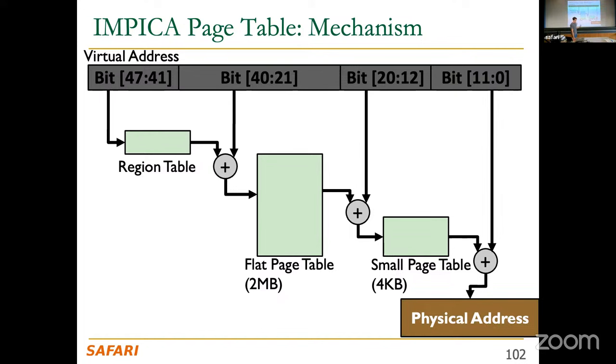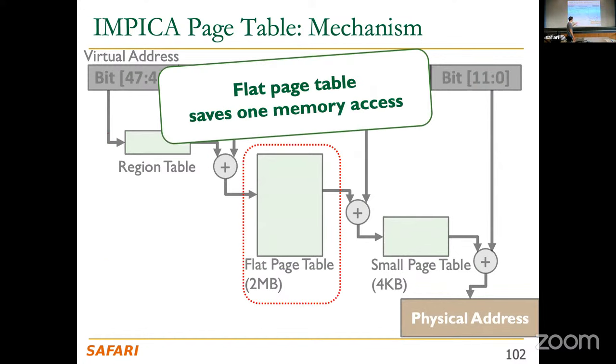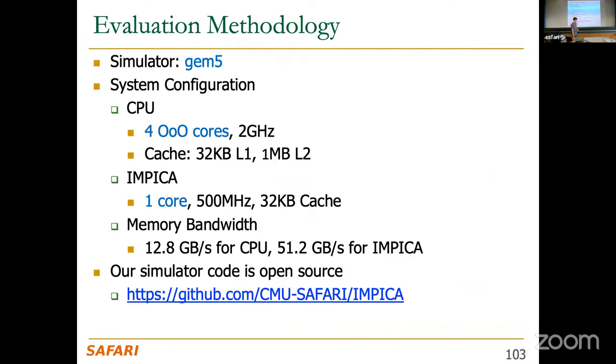Advantages of this approach. First of all, the region table is very, very small, so it will always be in the cache, and the small page table is also pretty small, just 4 kilobytes, so it might also fit in the cache, while the flat page table is relatively small, so it can fit in the local memory of the processing in memory accelerator and save memory accesses in the end.